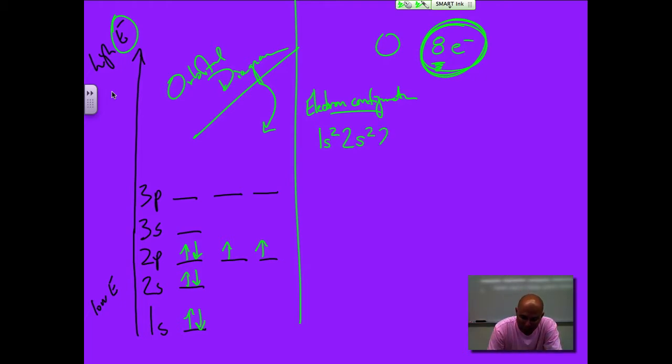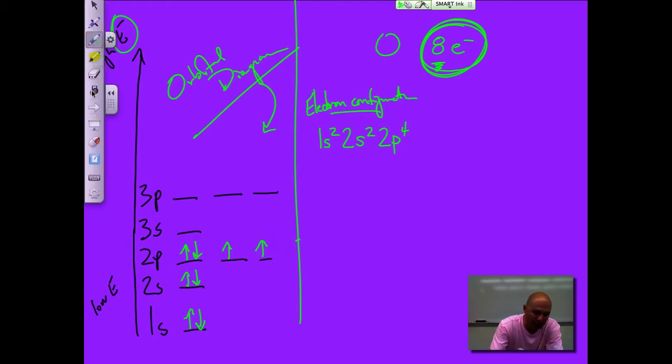In the 2p, we said we had 4, right? So 4. I got a lot of arrows going on. So notice 1s2, 2s2, 2p4. That tells me that I have 8 electrons. There's 2 in the 1s, 2 in the 2s, and 4 in the 2p.